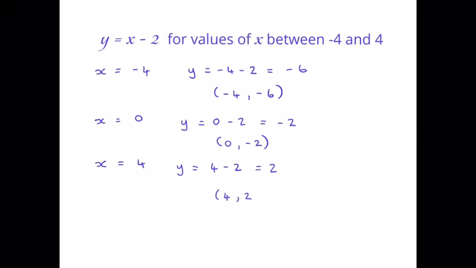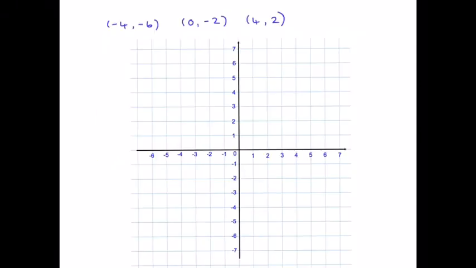Now we can plot those on our graph. So first of all, let's plot -4, -6, then 0, -2, and 4, 2. Join them with a nice straight line, and there we have it, the graph of y equals x minus 2.